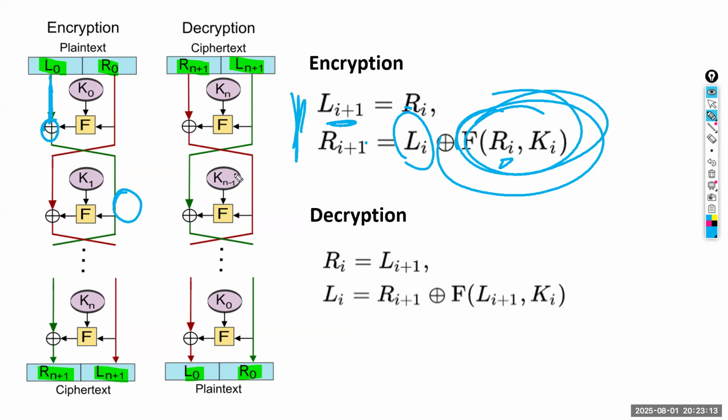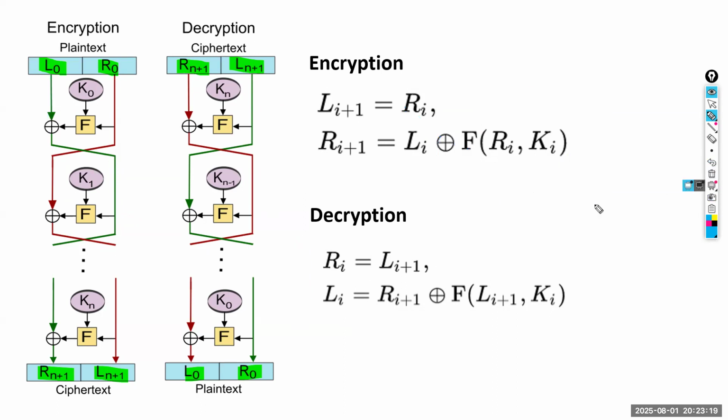And of course, in the decryption, it is a reverse. You can simply see that Ri is Li plus 1, but Li is now Ri plus 1 XOR this. It's simply the reverse process. I don't think that they will ask these formulas, but they will check whether you know the idea behind this Feistel network. Swapping of left, right.